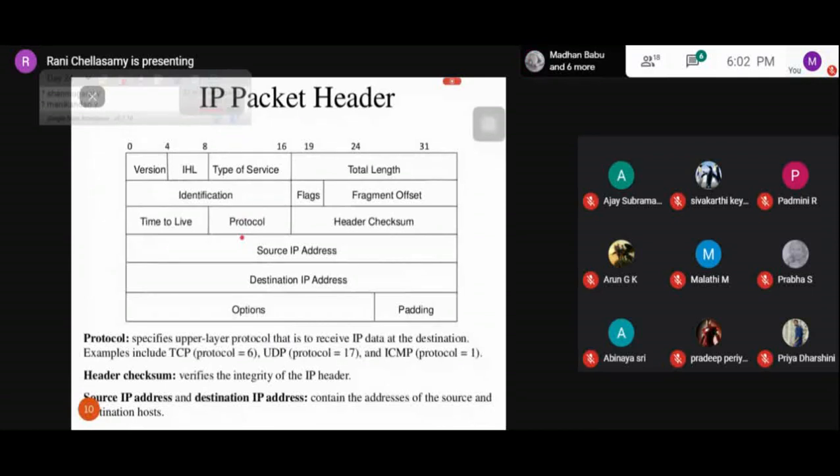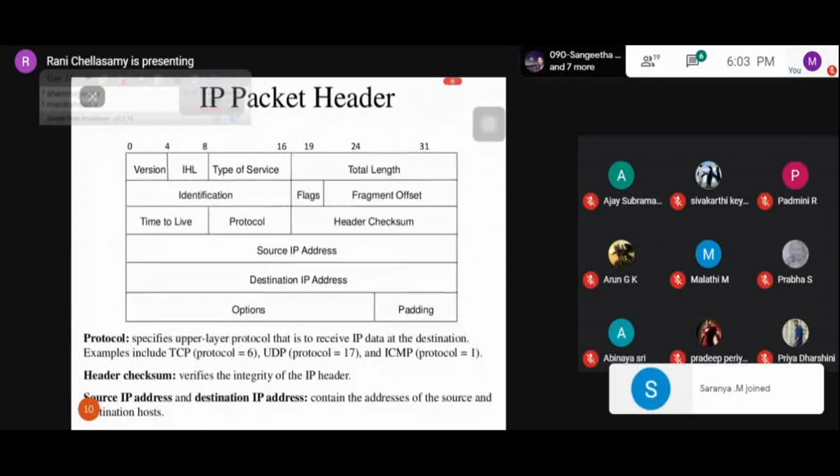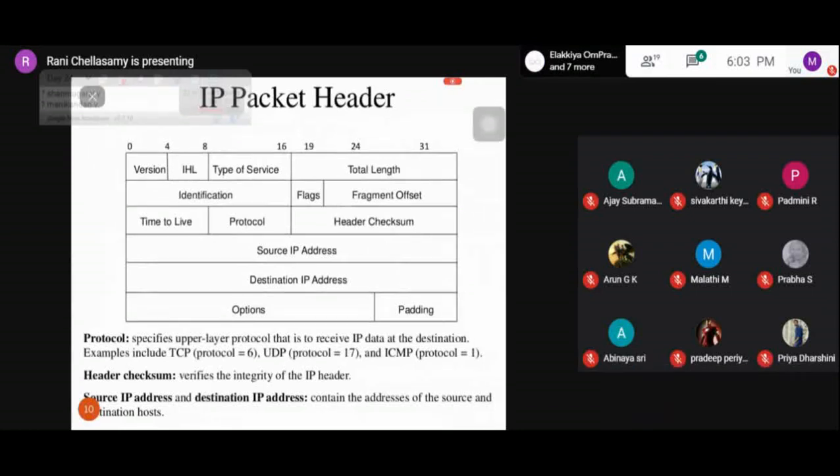Coming to the header checksum field, it verifies the correctness of the IP header. It identifies whether any error has occurred or not, and for that purpose we have the header checksum field. Coming to the next, the source IP address and destination IP address are each 32 bits, containing the address of the source and the address of the destination host.